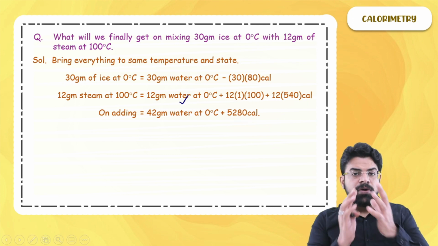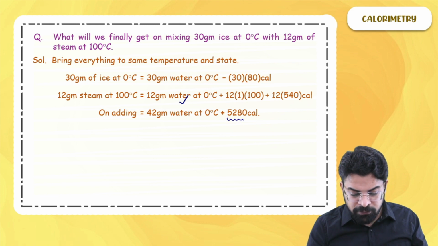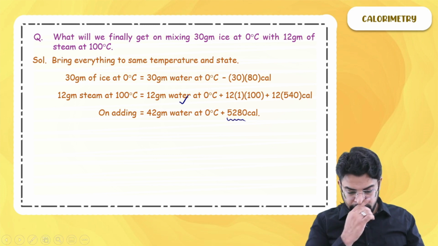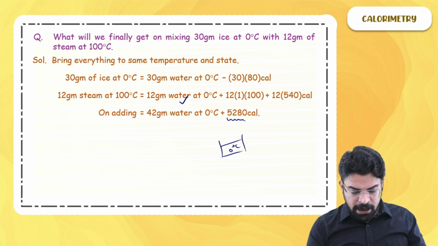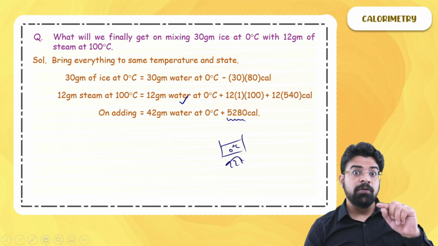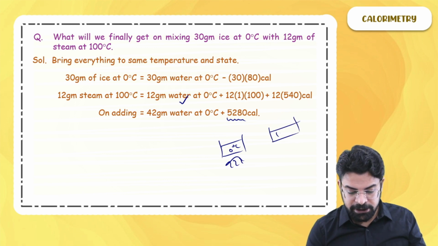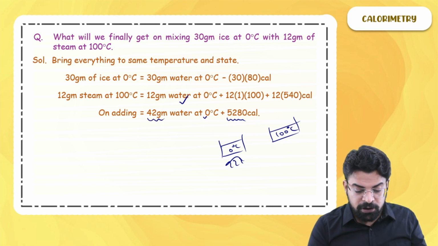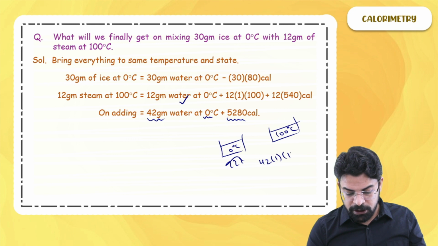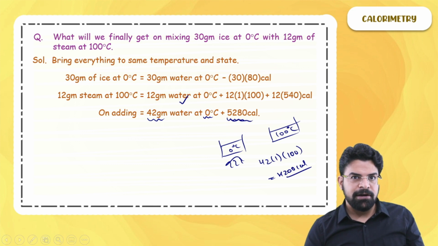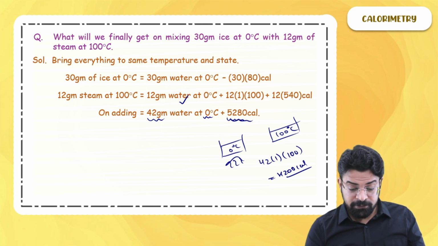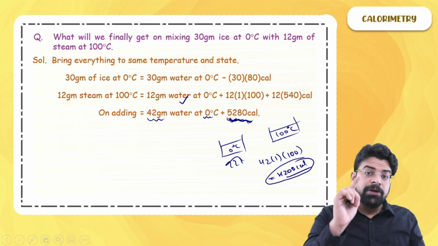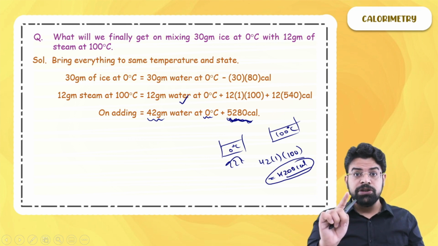Now if you have 42 gram of water at 0 and you are going to provide it 5280 calories, what will happen? If I have water at 0 and I start providing heat, first the temperature of water will increase up to when? Up to 100 degrees centigrade. How much heat has to be provided to increase the temperature of 42 gram of water from 0 to 100? So 42 into 1 into 100, that is 4200 calories. Are you providing more than that or less than that? Sir, we are providing more than that. We are providing 5280. So the first 4200 calories out of 5280 will be utilized to increase the temperature of water from 0 to 100.